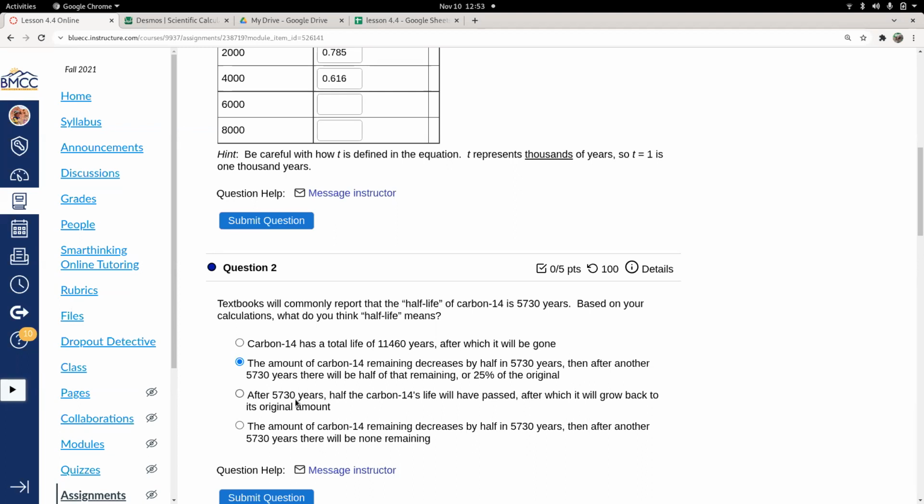What we did find is every 5,730 years, we have half of what we started with. All right, I'm going to test that one more time on my spreadsheet. Check this out.